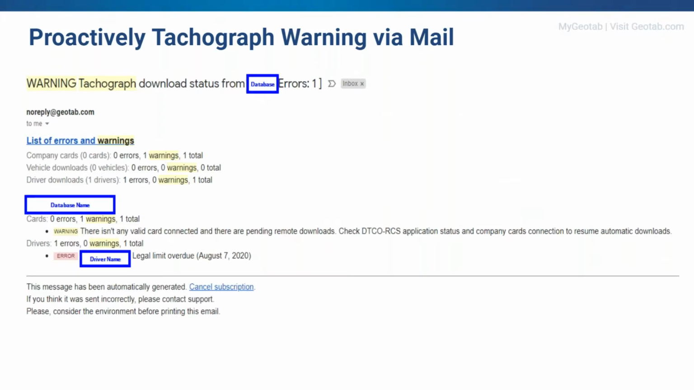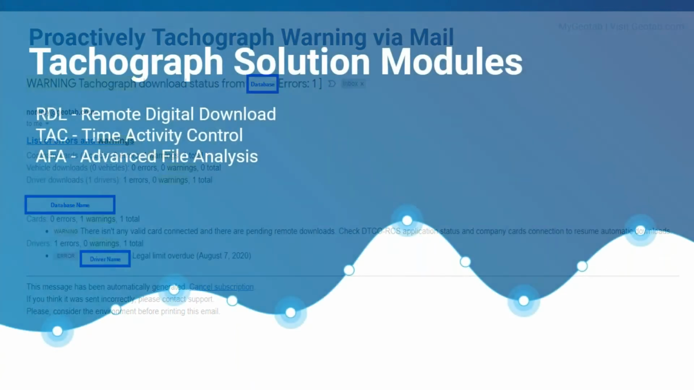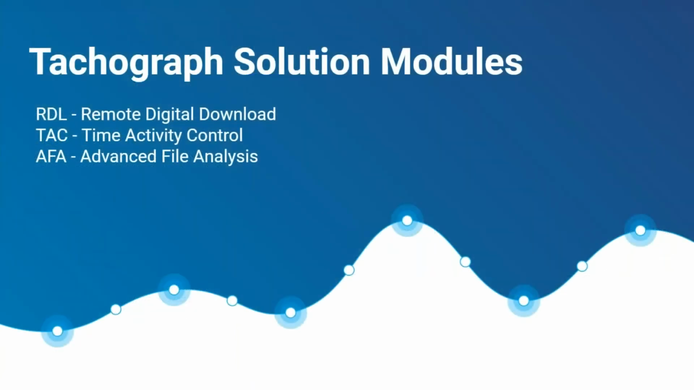So, you know, the driver's been flagged, this legal limit is overdue on this particular thing. So again, something to look at. And of course, you get the driver name. So this is the bit where we start to really dig deeper into the modules themselves.